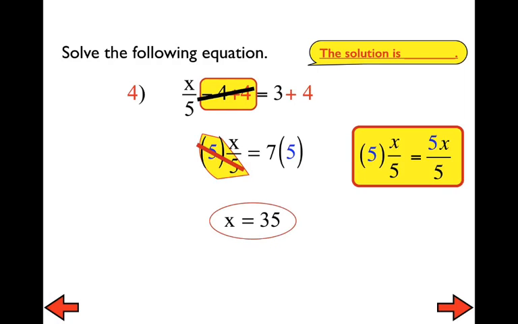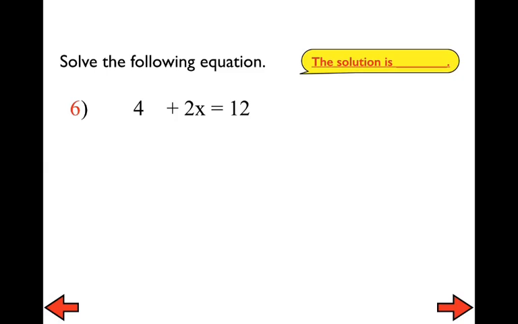So let's take off from yesterday. Let's start with number 6. We have 4 plus 2x equals 12. We want to create a 0 from the 4, and remember, we're always trying to do the adding or subtracting part first. So that would mean we need to subtract 4 from each side.